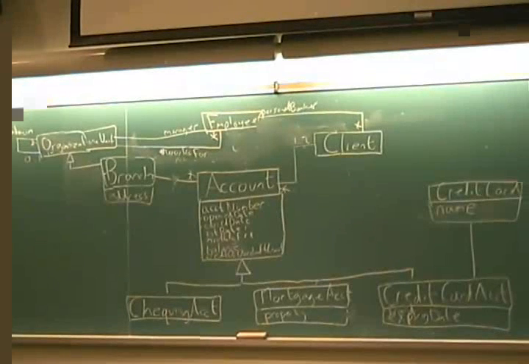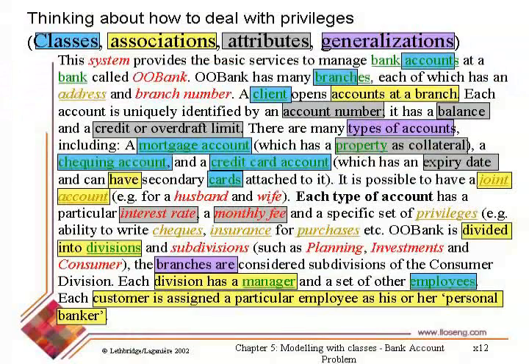Okay, each has an expiry date. It's possible to have a joint account. Each type of account has a particular interest rate, monthly fee, and set of privileges, such as ability to write checks, insurance for purchases, etc. Okay? So these privileges, we don't have any real notion of this, where to put the privileges is in here.